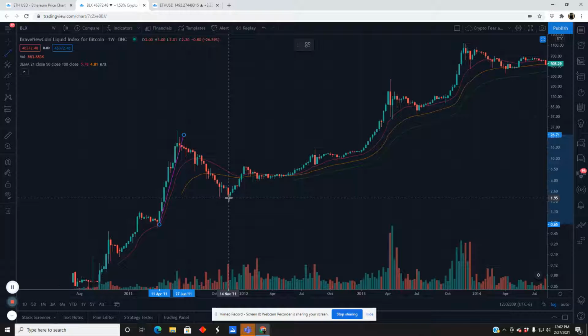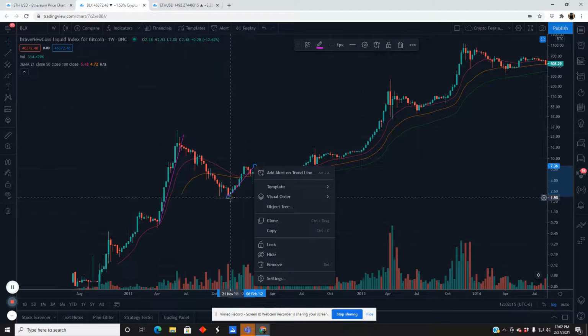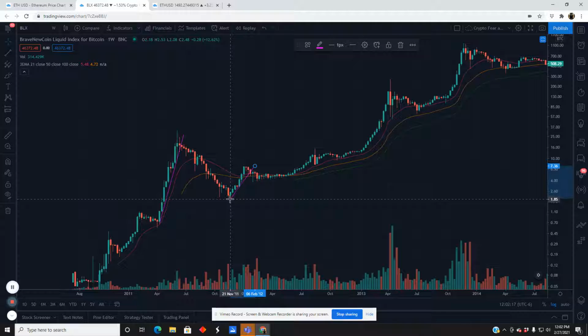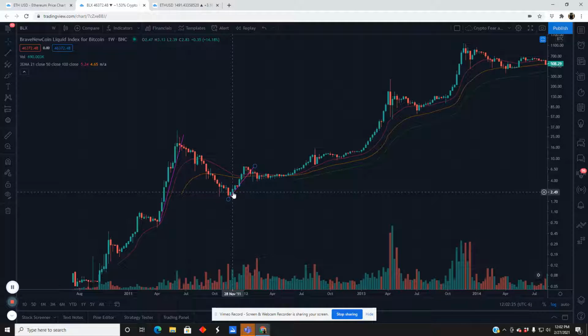But this is a good one to use right here. So the trend started right here, and you always want to have two connections. So this is one, this is two, or three connections is better. And then the trend continued from there. So this went lower here, but it ended up closing higher, so the trend is still good.